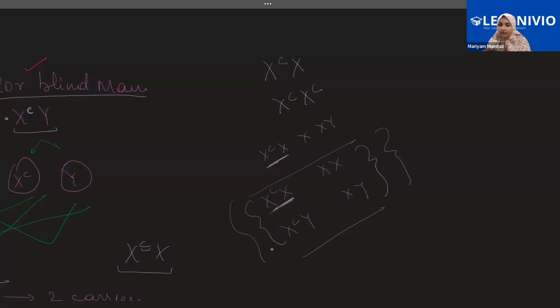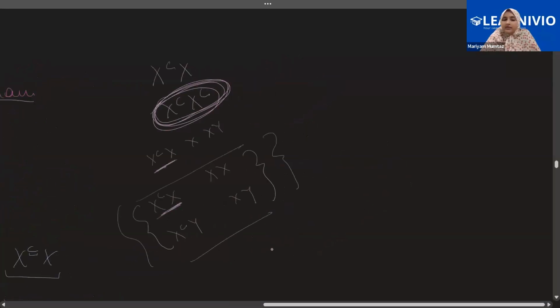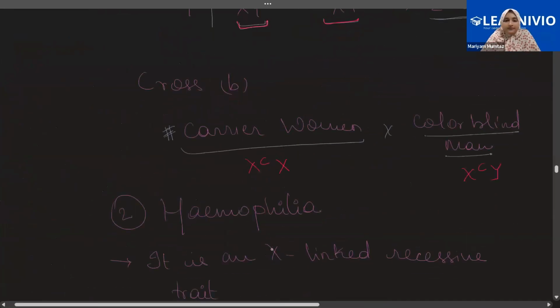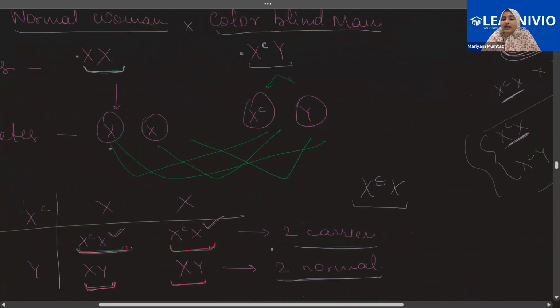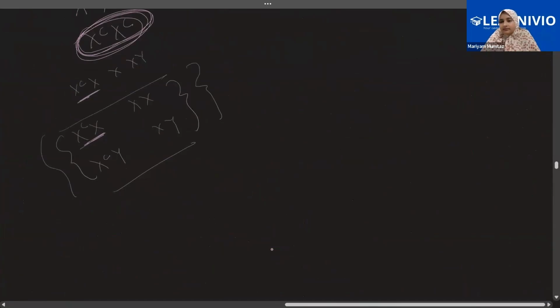Where are you getting that from? No, XCX is not a colorblind woman. She is a carrier for that disease. Why? Because color blindness has to be in a homozygous condition. Then only it will be expressed. Or else, the female will be carrying it. She might give it to the offspring, but she is not colorblind. Okay. Now make a cross of this one: a carrier woman with a colorblind man.